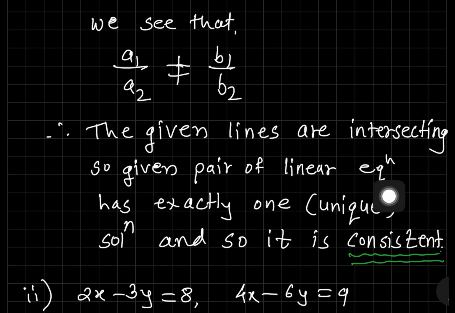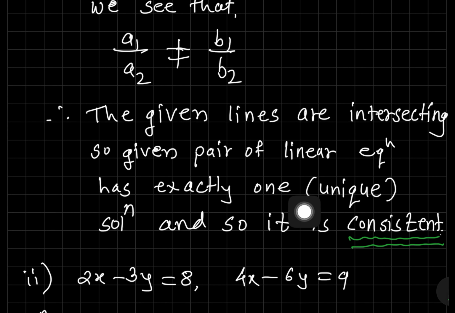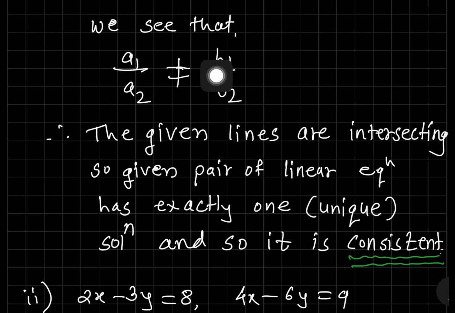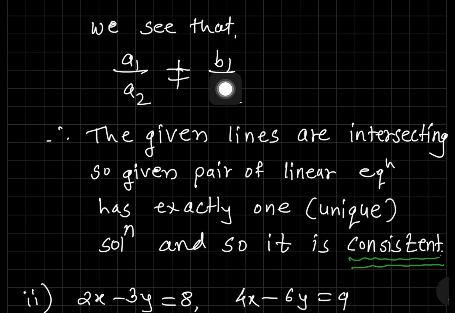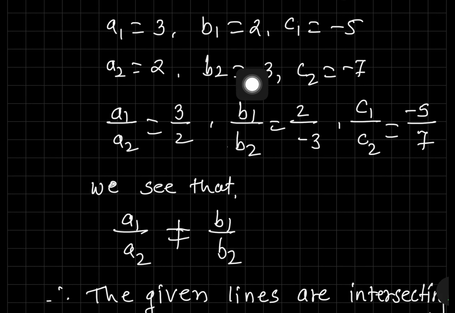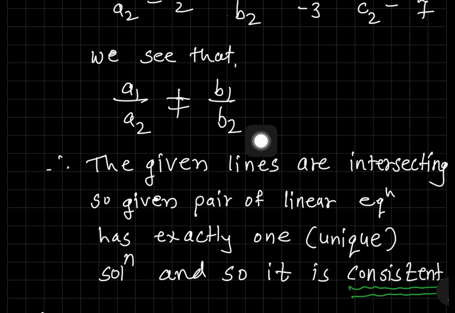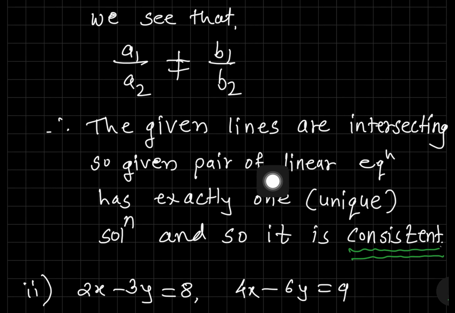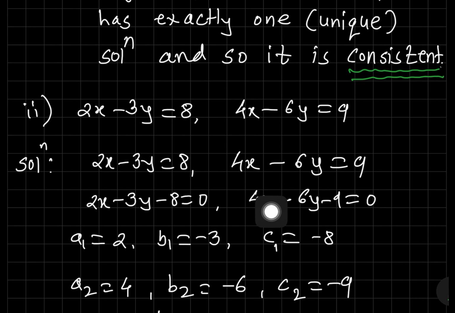So the given pair of linear equations has exactly one unique solution. Not equal to means it is intersecting. Intersecting means we are getting exactly one solution, and so it is consistent. This is important because they asked it in the question, but before that we should know all these facts that we studied.